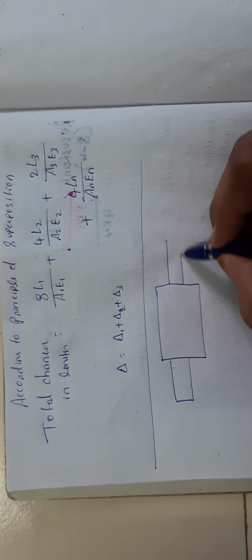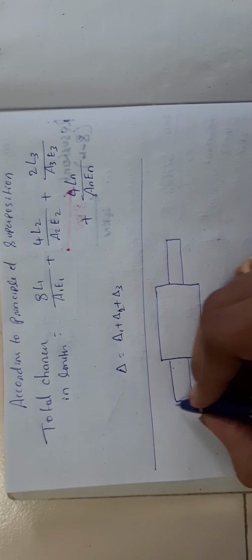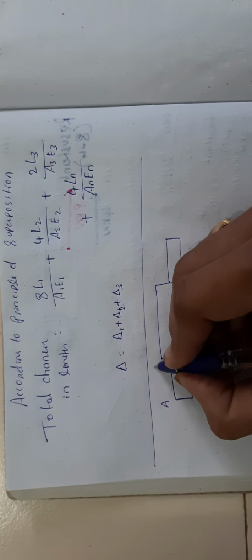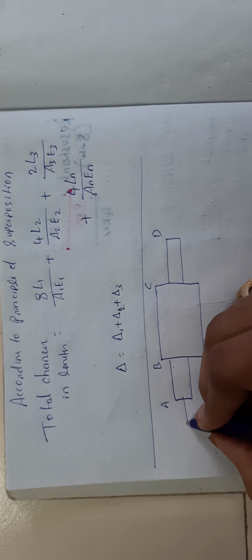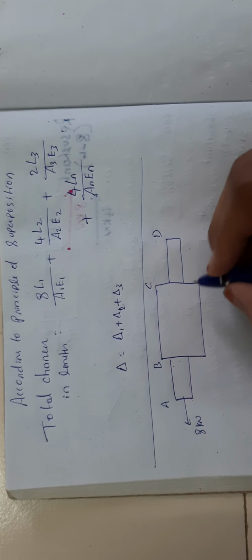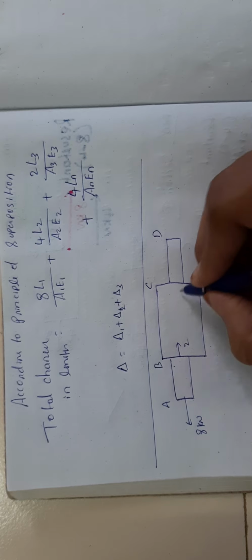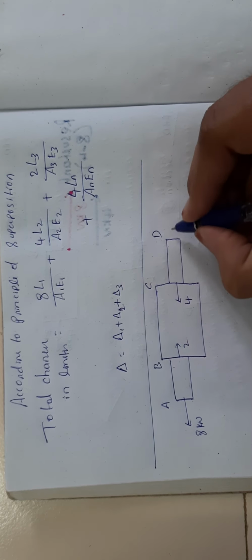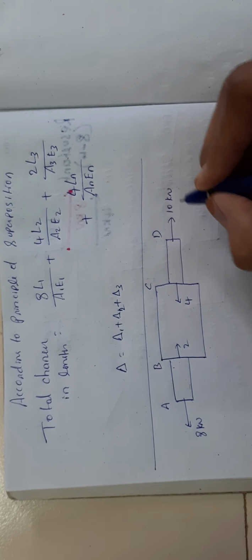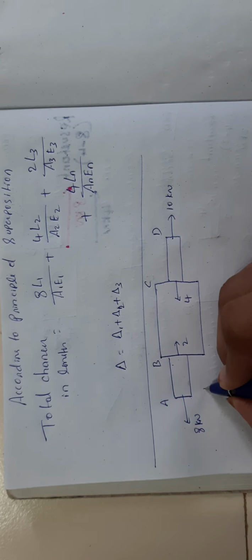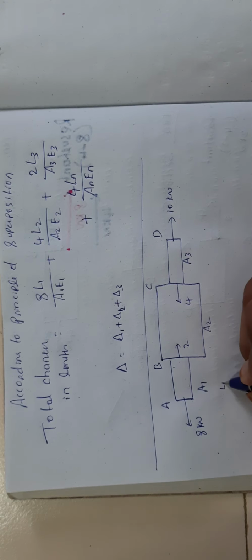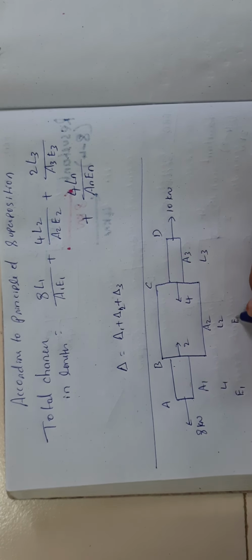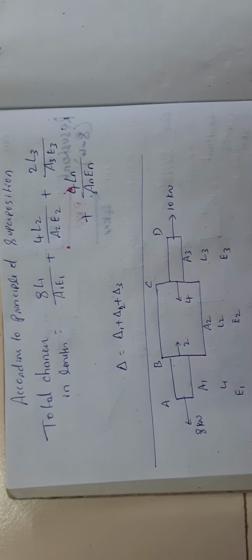There is a bar of varying cross section. Here this is A, this is B, this is C, this is D, and here 8 kilonewtons is applied, this is 2 kilonewtons, this is 4 kilonewtons, and this is 10 kilonewtons applied. Now you have to draw the free body diagram. This is area A1, A2, A3, lengths L1, L2, L3, and E1, E2, E3, these are the Young's modulus.